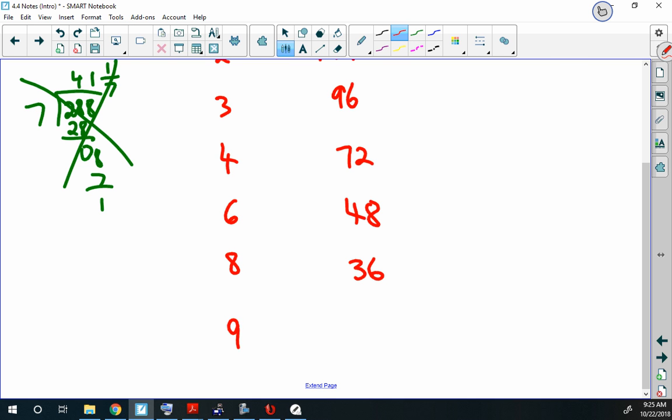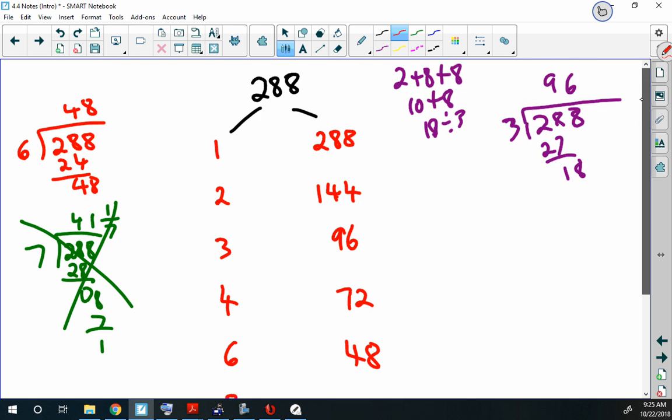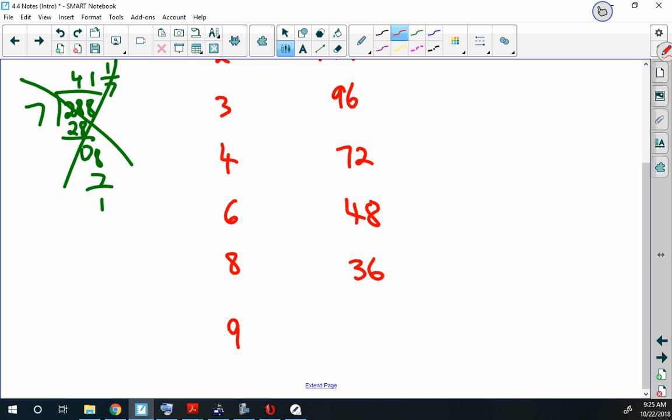Is 9 going to work? 2 plus 8 plus 8 was 18. 18 is divisible by 9, so 9 is going to work, isn't it? How many times does 9 go into 288? 9 times 3 is 27. Bring down the 1, there's an 8. 9 times 2, so 9 and 32.